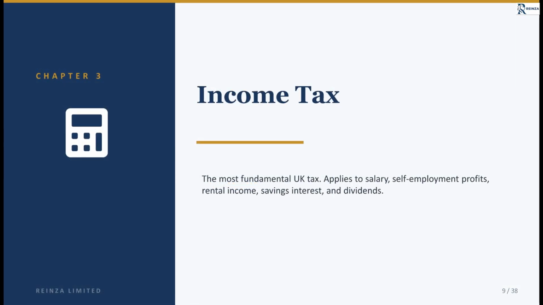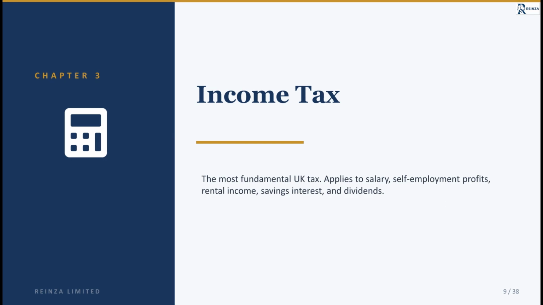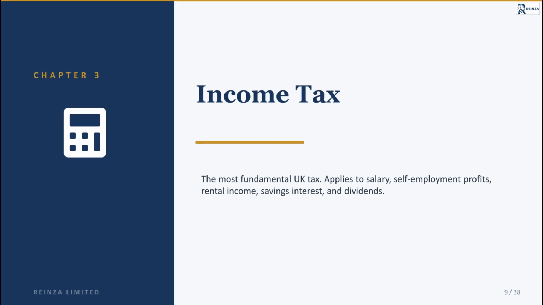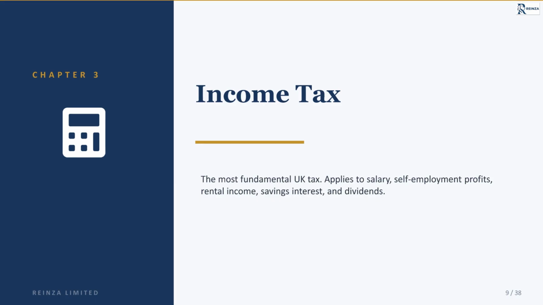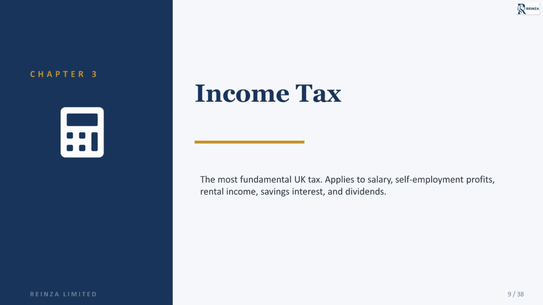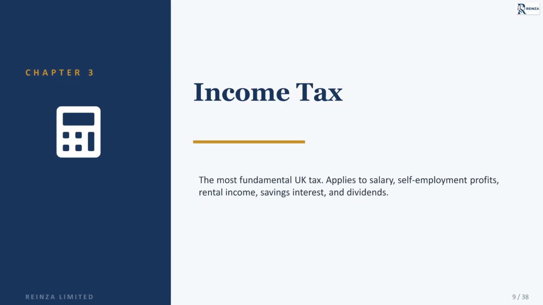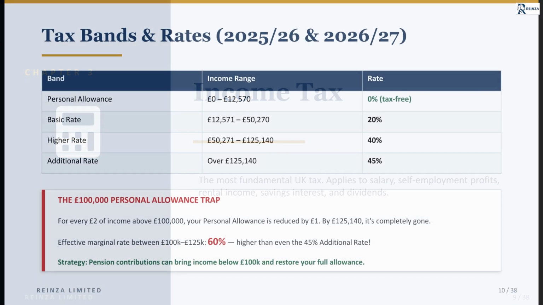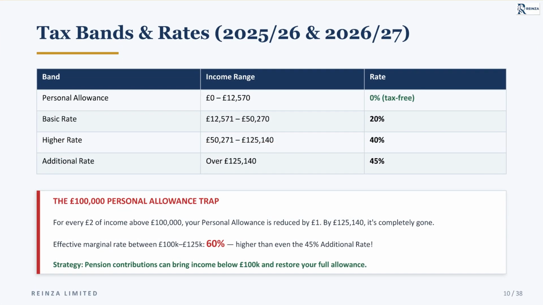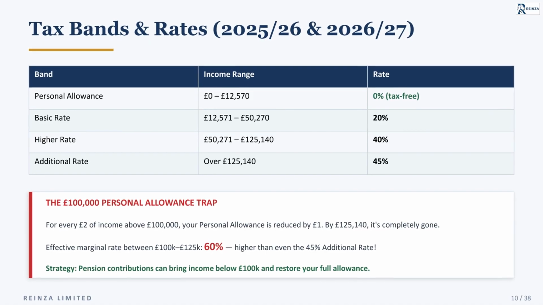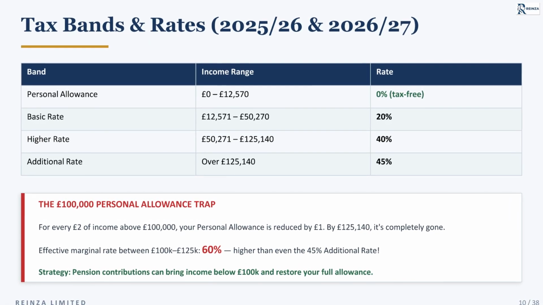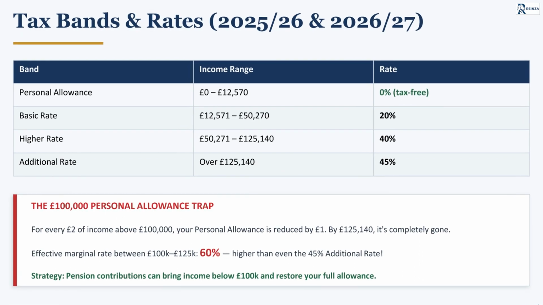Chapter 3: Income Tax. Income tax is the most fundamental UK tax. It applies to all individuals on their salary, self-employment profits, rental income, savings interest, and dividends. Understanding the tax bands and rates is essential for every business owner. Let us look at the current income tax bands, which apply for both 2025 to 2026 and 2026 to 2027.